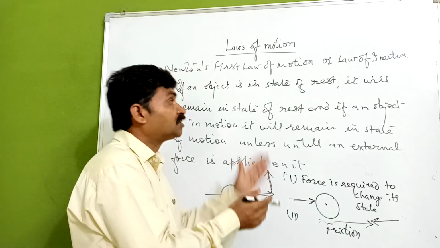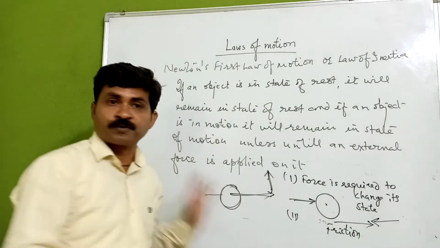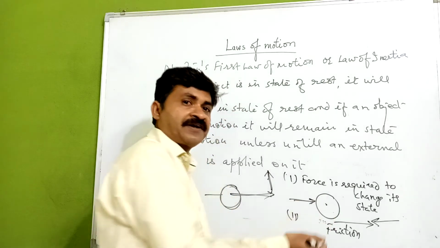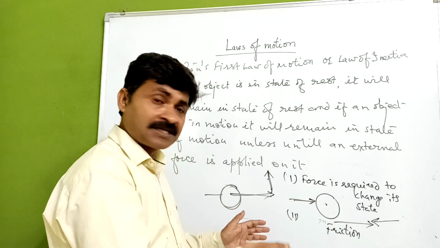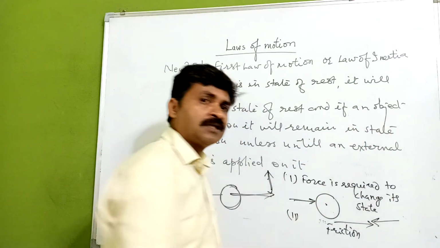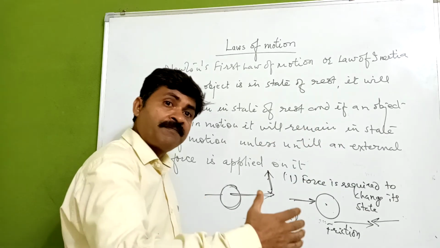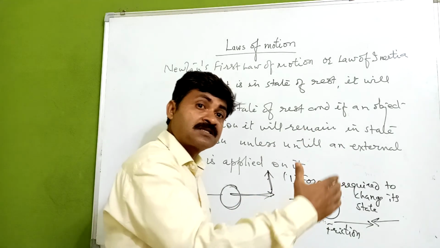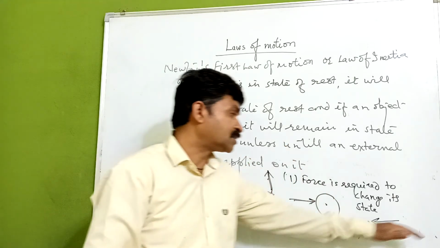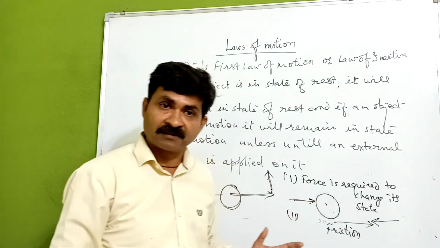So we can conclude Newton's law of motion in three parts. One is force, which is required to change the state. If we keep a ball over here, it is at rest, and it will remain at rest unless we apply a force. If we apply a force, it rolls on the ground and will stop after covering a long distance. Why does it stop? Because there is a force acting opposite to the direction of motion, that is the force of friction.